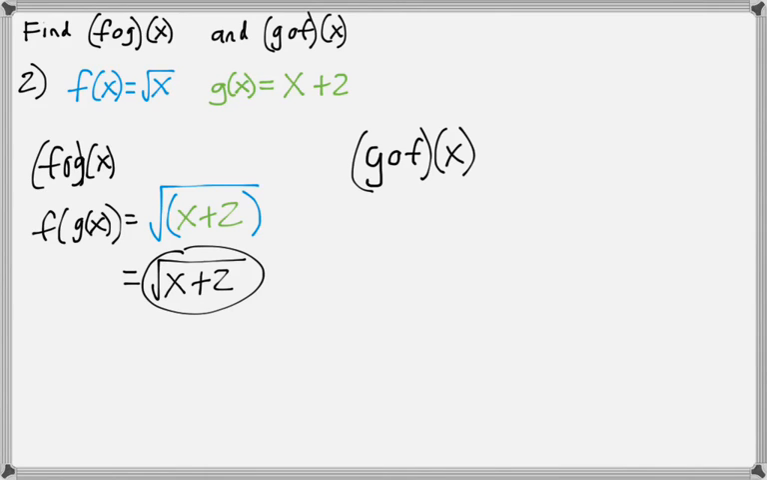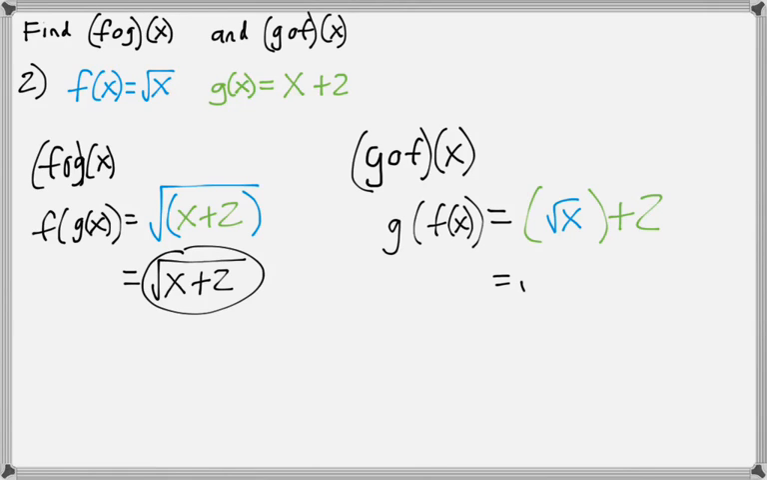For g composed with f, I'm plugging in the f function into the g function. So this really is the reverse. So this is going to be parentheses plus 2, and I'm plugging in f of x. And we really don't need the parentheses anymore. And that will be our answer.